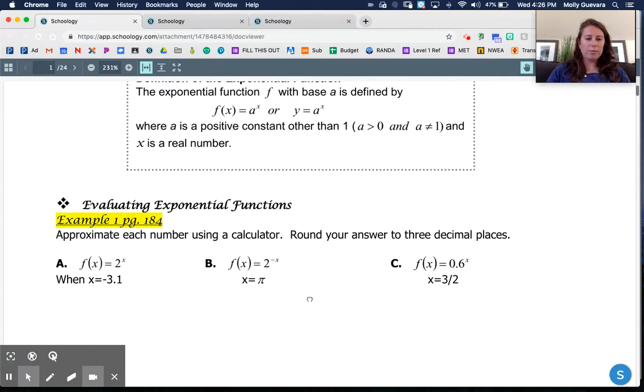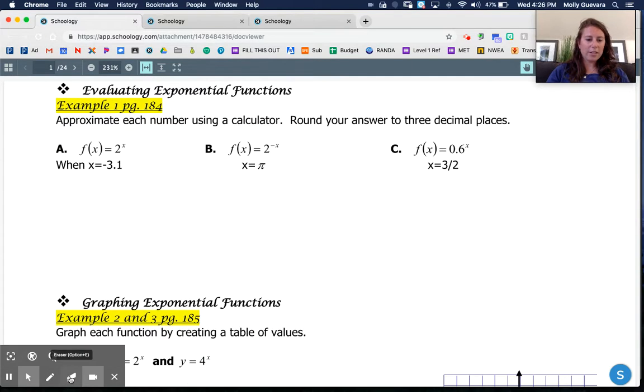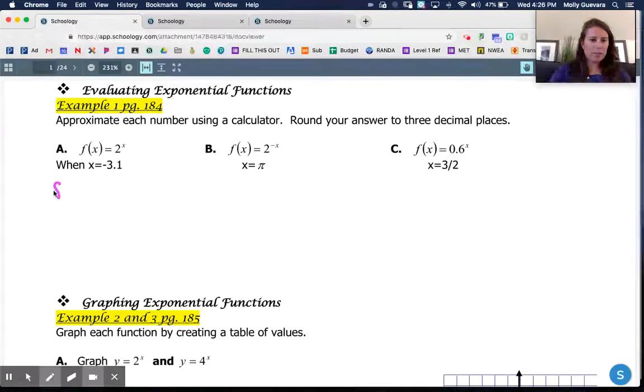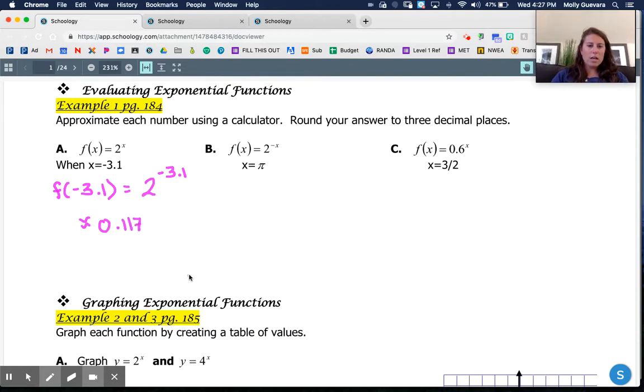If we go down, using our calculators, we're just going to approximate each of these numbers. So we can just plug these into our calculators, right? When x is negative 3.1, so I have f of negative 3.1. I'm just going to enter 2 to the negative 3.1 into our calculator. And that's it. Nothing too crazy, right? And I get approximately 0.117. So check your work there. We're rounding to 3 decimal places, right? So check your work to make sure that you're entering those correctly.